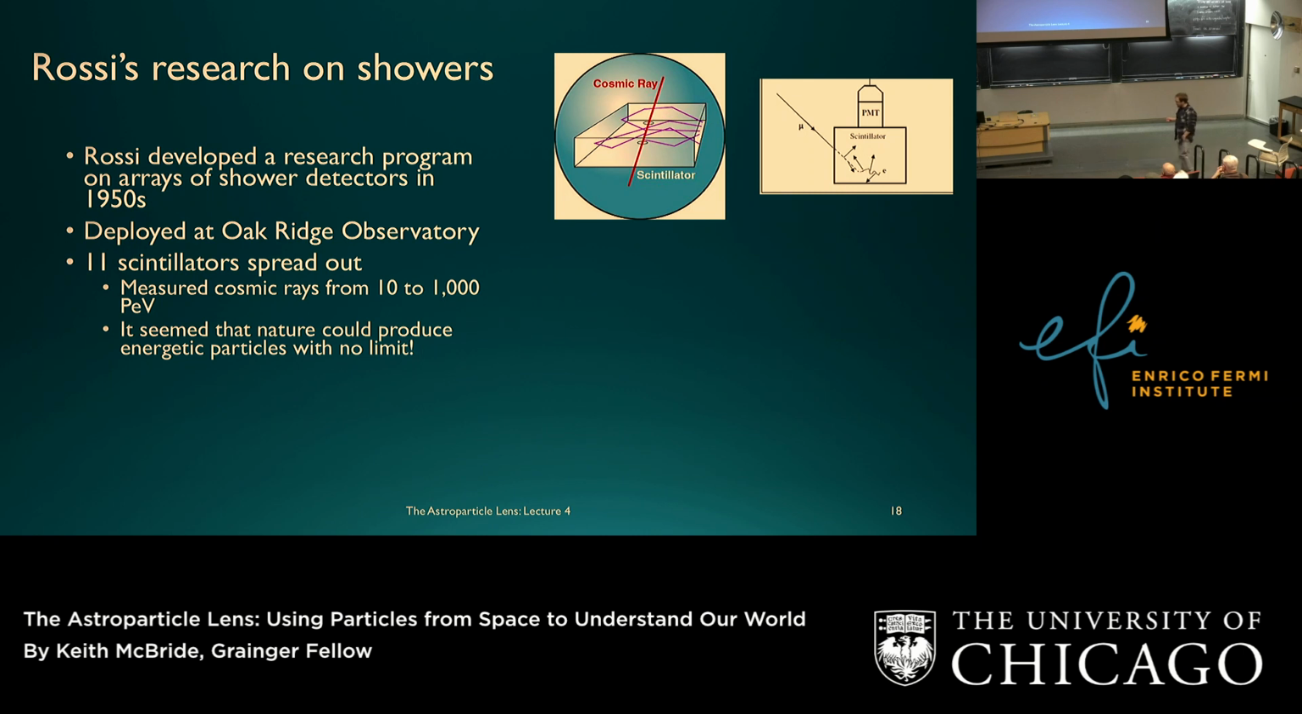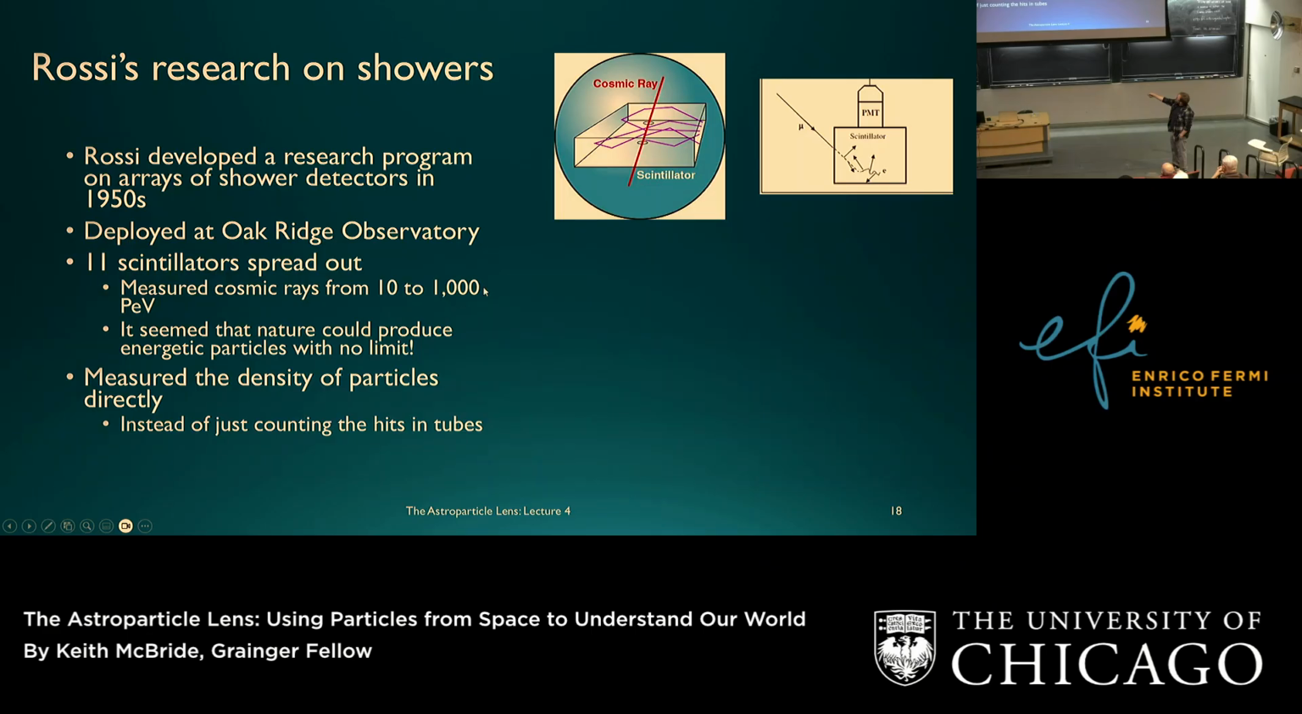And so Rossi reflected on this, saying there seemed to be no end to the kind of energetic particles that nature can produce. And the ability to understand this energy range and measure it was because he could measure the density of the particles, right? Instead of just counting the number of hits, he could actually measure them over a range of different distances and count their profile of the shower, right?